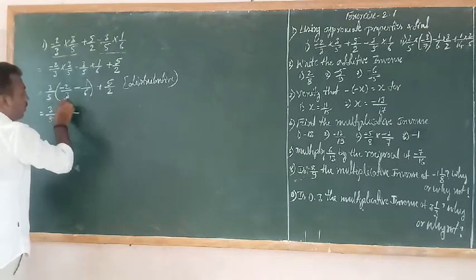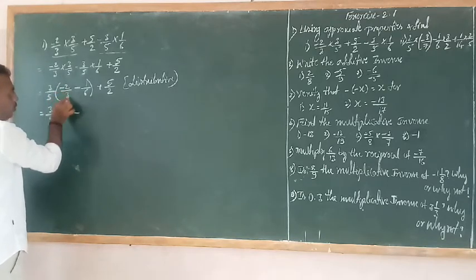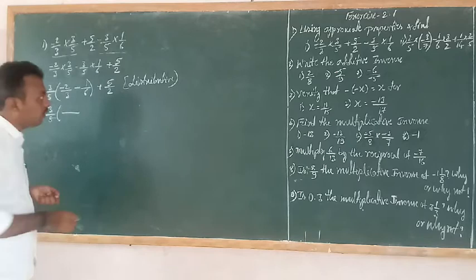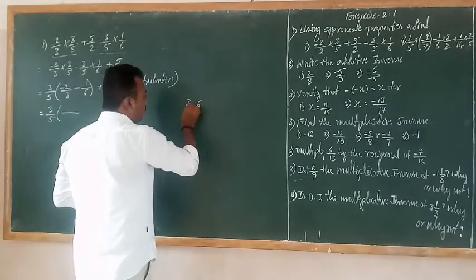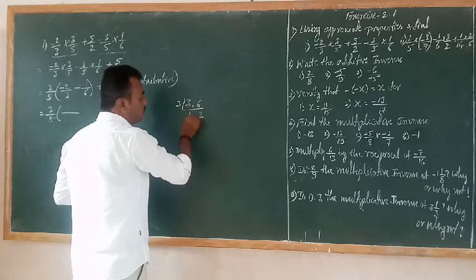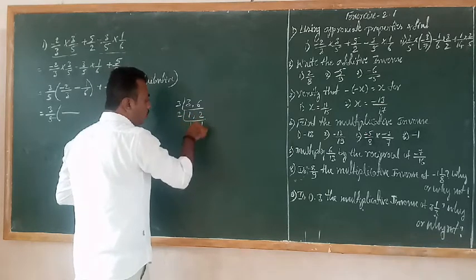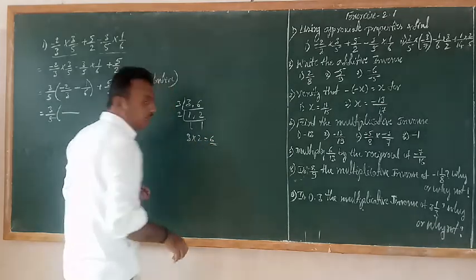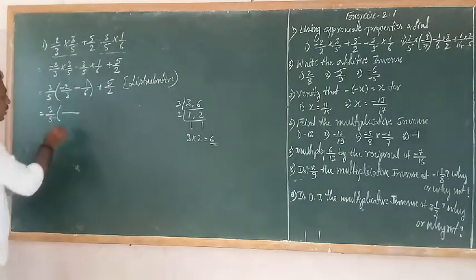See, 3 and 6. So minus 2 by 3 and minus 1 by 6 are there. The denominators are different, so we can take out the LCM of 3 and 6. 3 1s are 3, 3 2s are 6. So 3 into 2 becomes 6. 6 is the LCM.